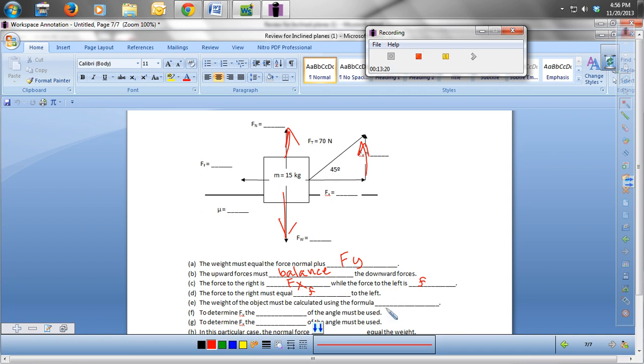The weight of the object must be calculated using the formula W equals mg. To determine Fx, the cosine of the angle must be used because this is Fx, so it's adjacent. To determine Fy, the sine must be used. And then in this particular case, the normal force does not equal the weight, because here we have a normal and a Fy, and the sum of those two forces equals the weight. Please study.